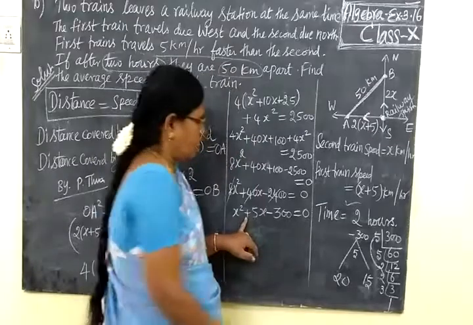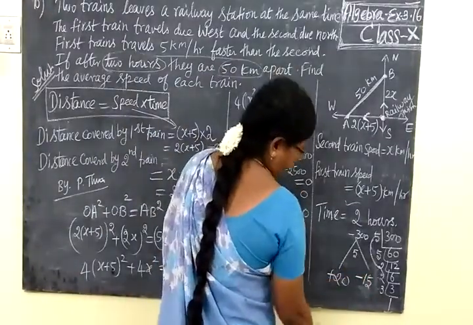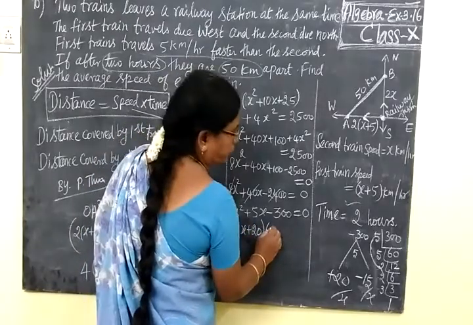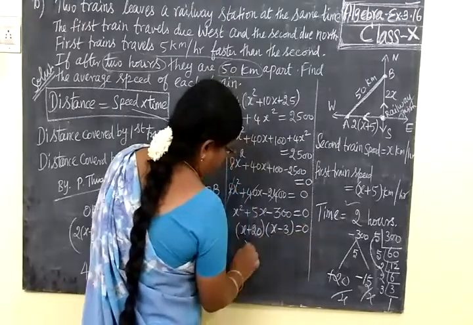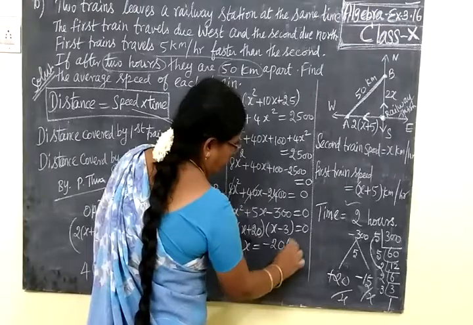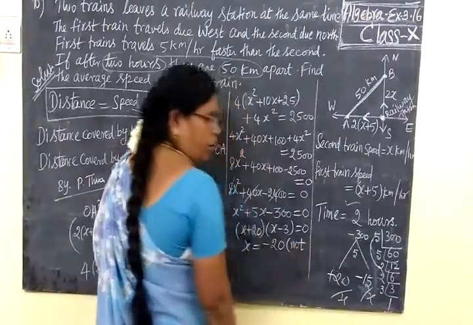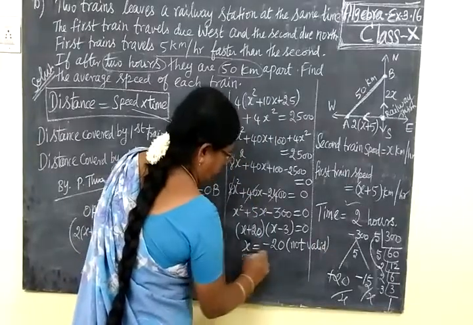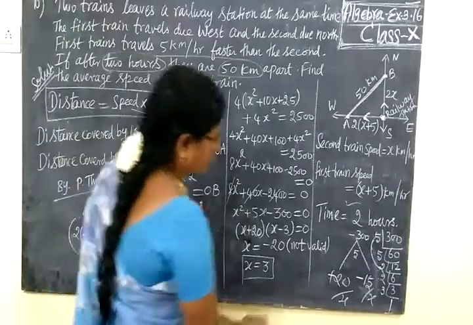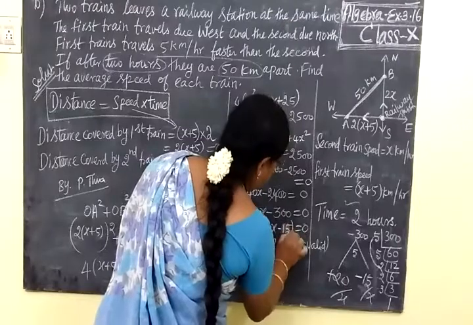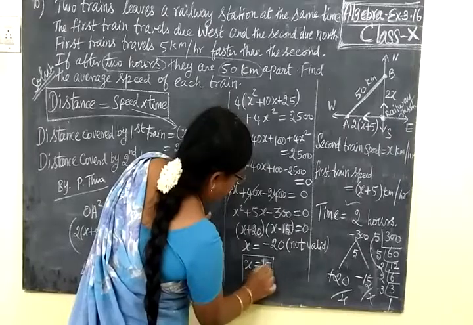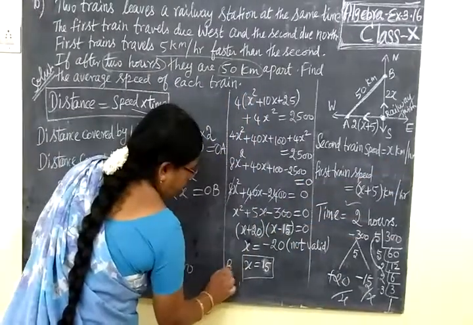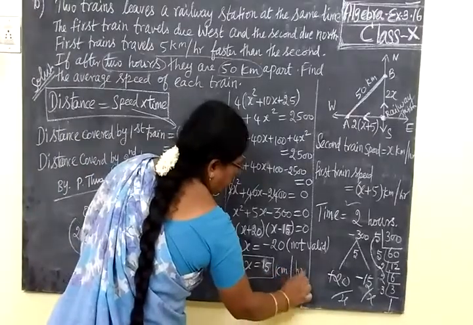Here, write the middle term sign plus, and plus into minus is minus. So write x plus 20, then x minus 3 equal to 0. So x is equal to minus 20. That is not valid because speed is always positive, not negative. So this one is not valid. Therefore x is equal to 15. So the second train takes the speed 15 km per hour.